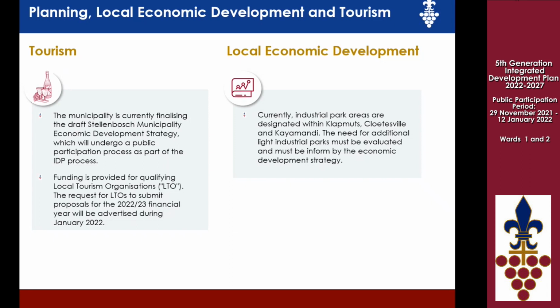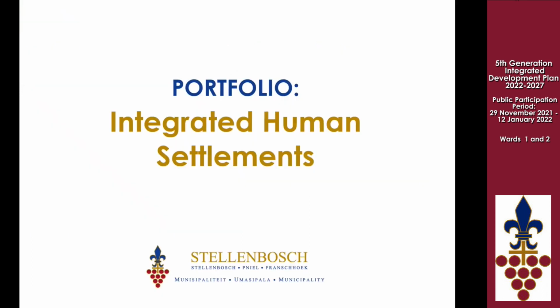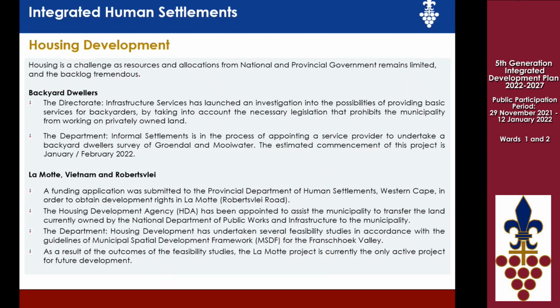Looking at local economic development, currently industrial park areas are designated within Klapmuts, Cloetesville and Kayamandi. The need for additional light industry parks must be evaluated and must be informed by the economic development strategy. The portfolio then for integrated human settlements, starting at housing development. Housing is a challenge as resources and allocations from national and provincial government remain limited and the backlog tremendous. So we normally find the backlog grows with the current resources that we have.